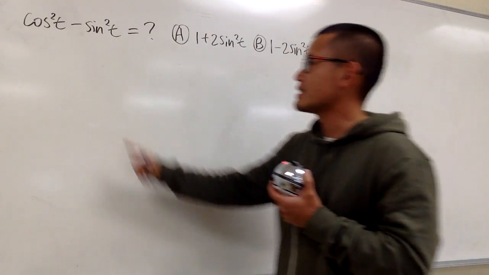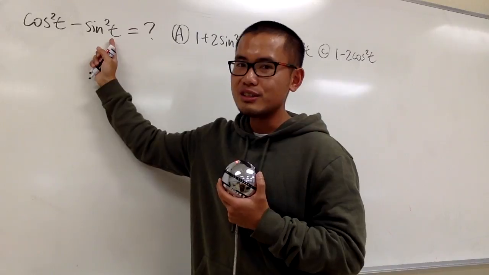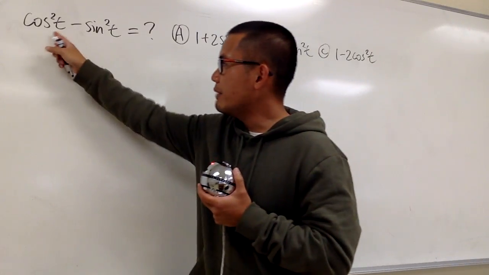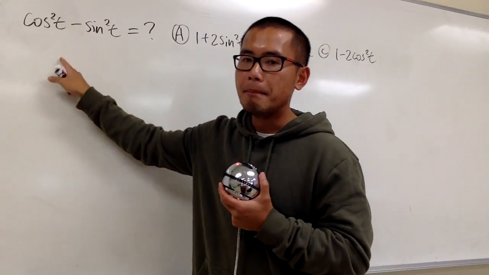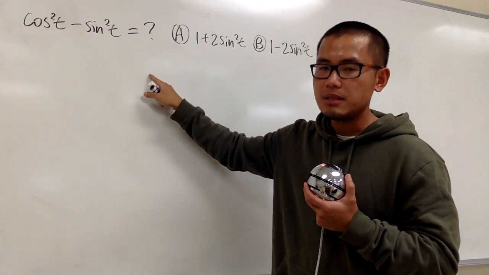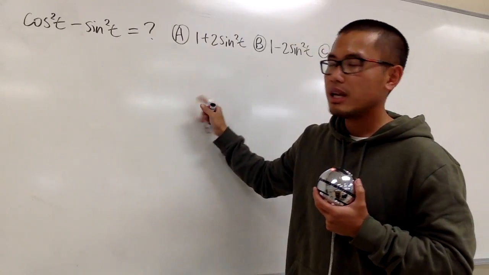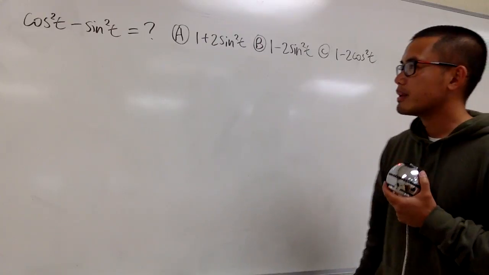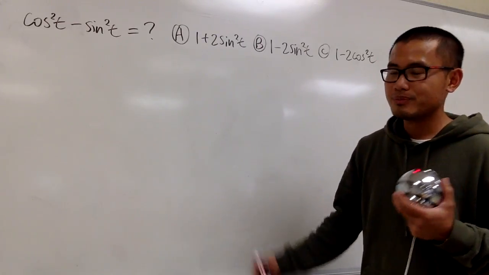And it seems to us that we have a difference of two squares. Maybe we can factor it, but if we factor it, we will end up with cosine t minus sine t in the first parentheses, and then times cosine t plus sine t in the second parentheses. And that is now none of these right here, neither. So in this case, what can we do?